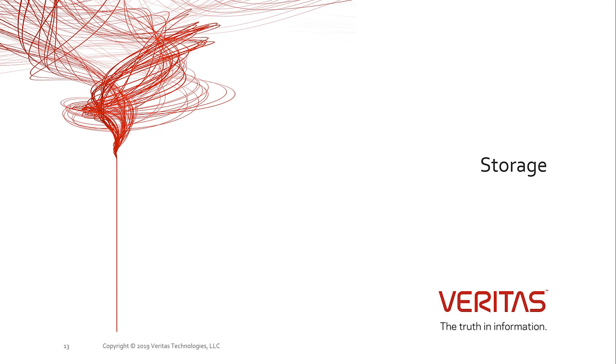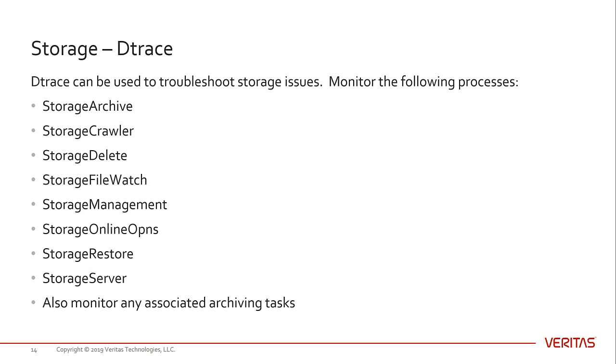Storage. dtrace can be used to troubleshoot storage issues. Monitor the following processes: storage archive, storage crawler, storage delete, storage file watch, storage management, storage online operations, storage restore, storage server. Also, monitor any associated archiving tasks. For example, if you are doing SMTP archiving, be sure to also include SMTP archiving processes.